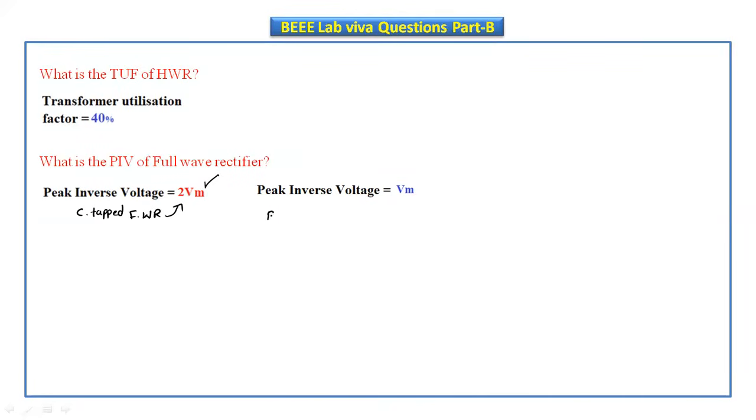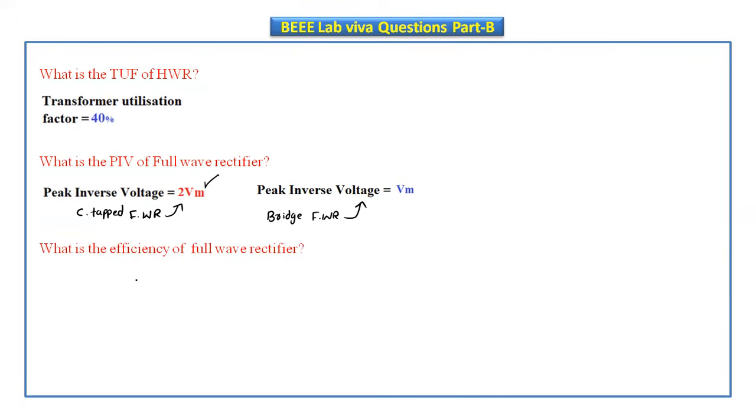While in case of bridge full wave rectifier, the peak inverse voltage is VM. Okay, that is the advantage of the bridge rectifier. This is the disadvantage of the center tapped full wave rectifier. Generally, peak inverse voltage should be VM only.